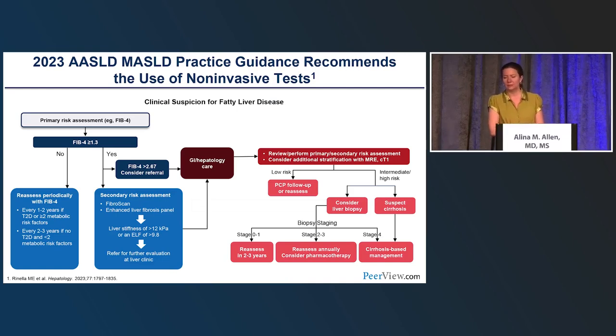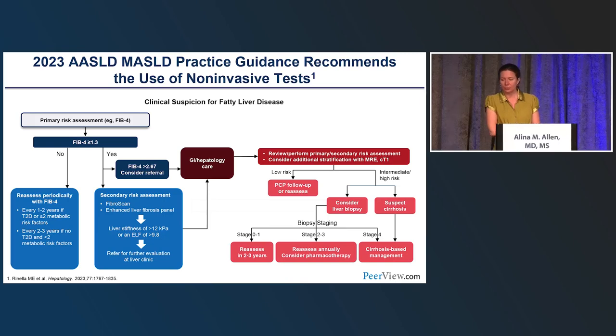So the most recent practice guidance from AASLD is listed here, and this puts together these non-invasive tests into an algorithm when we have clinical suspicion for fatty liver disease. So the primary risk assessment is done by FIB4. Remember that lower cutoff of 1.3. Anyone with a score lower than that does not have advanced fibrosis and needs to be reassessed periodically with FIB4 every 1 to 2 years if they have diabetes or 2 or more metabolic risk factors, every 2 to 3 years if none of these are present.